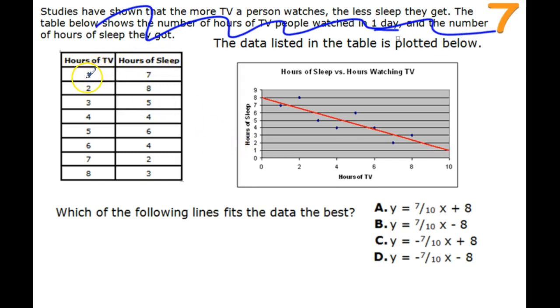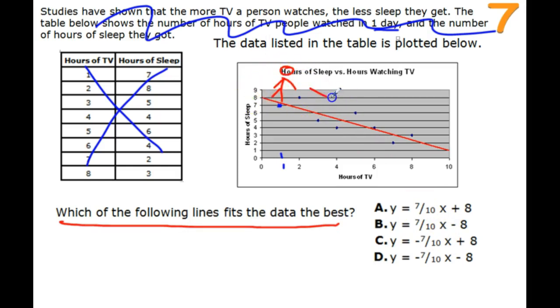It says at 1 hour of TV, they sleep about 7 hours. So at 1 here, they put a dot at 7. So they actually plotted all of those for you already. They're already there. So all that they want you to see here is which of the following lines fits the data. Well, think, if I was going to walk across this line, would I be going up or down? As I move across, I'd be going downhill, so I know my slope is negative.